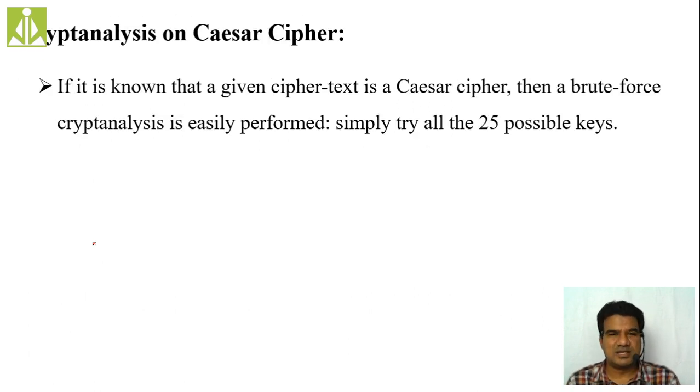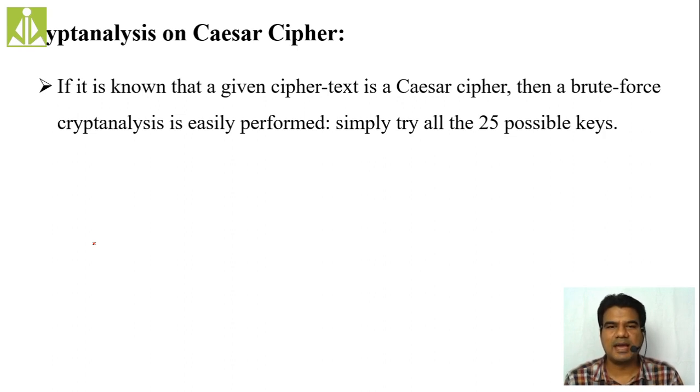It is very simple to perform the cryptanalysis because we are not taking any other character. Simply we are moving a number of positions in the plain text only. If it is known that a given ciphertext is a Caesar cipher, then a brute force cryptanalysis is easily performed. Simply try all the 25 possible keys. How many keys will we get? Only 25 key possibilities.